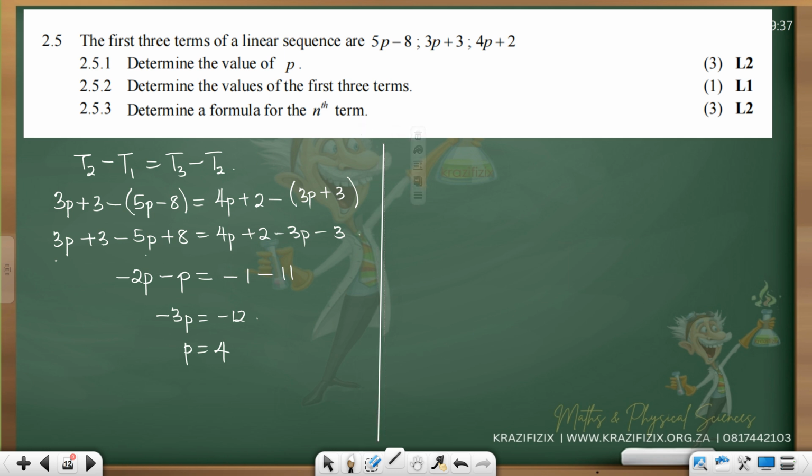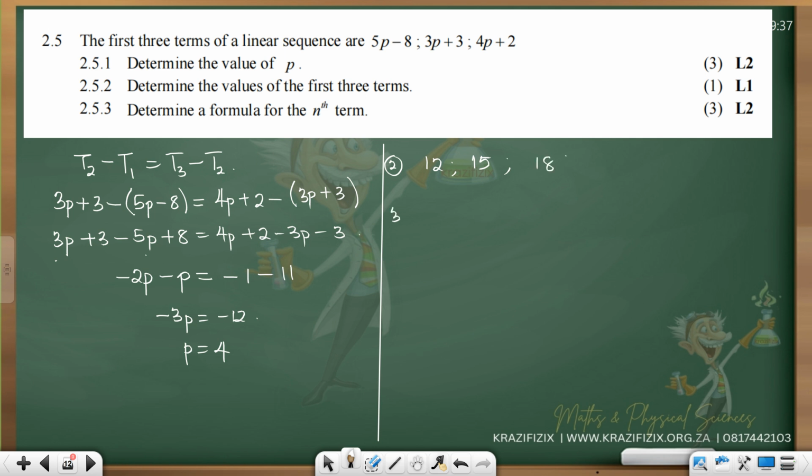Okay, we're going to go into the grade 12 one now. Values of the first three terms. If we substitute, 5 times 4 is 20, and 20 minus 8 is 12. 3P, 3 times 4 is 12, and 12 plus 3 is 15. 4 times 4 is 16, 16 plus 2 is 18.